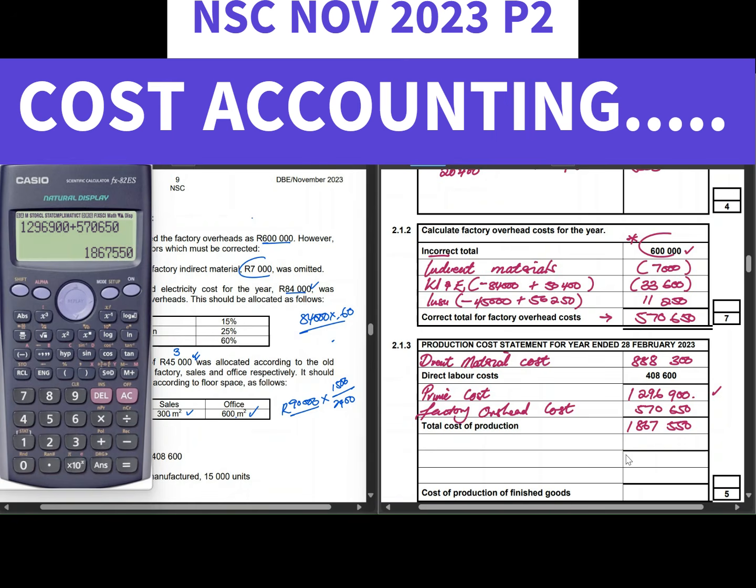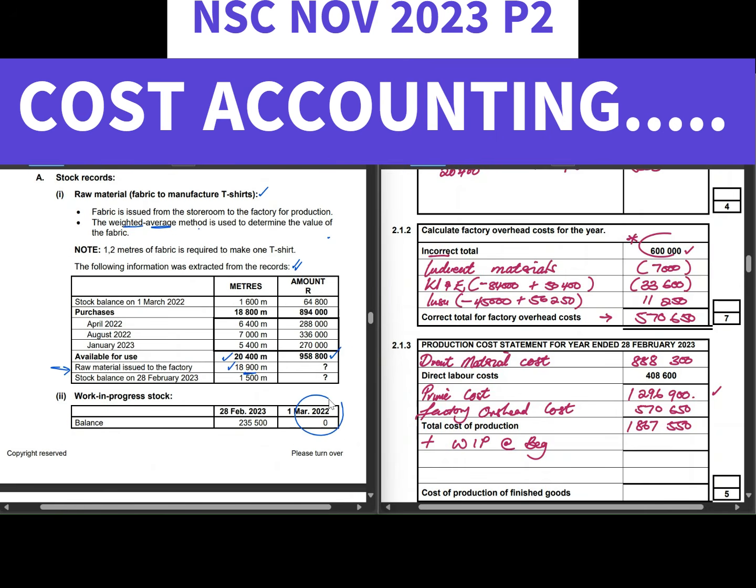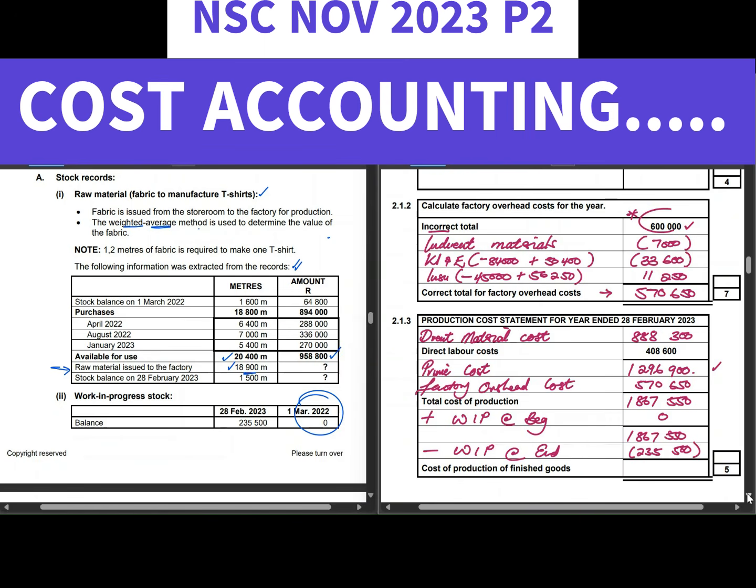And then I know that once I have my total cost of production, I must come here and add my work in progress at the beginning. So I must have my work in process at the beginning. So I need my information at the beginning. It was 0. So that maintains my 1,867,550. Then I subtract my work in process at the end, all right, which is my 235,500. I have that at the end.